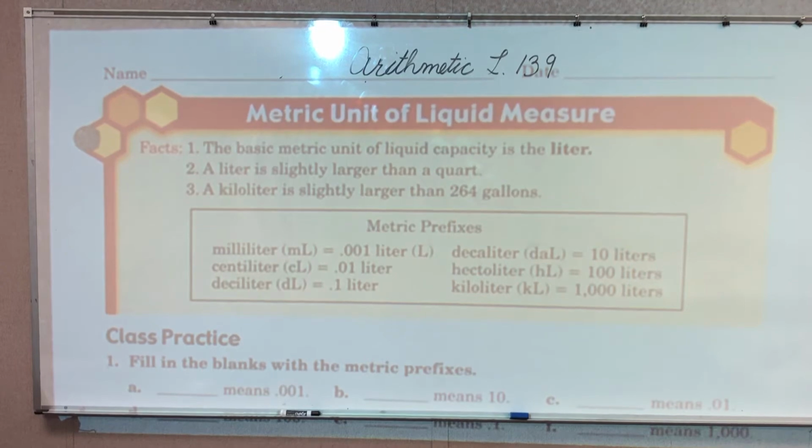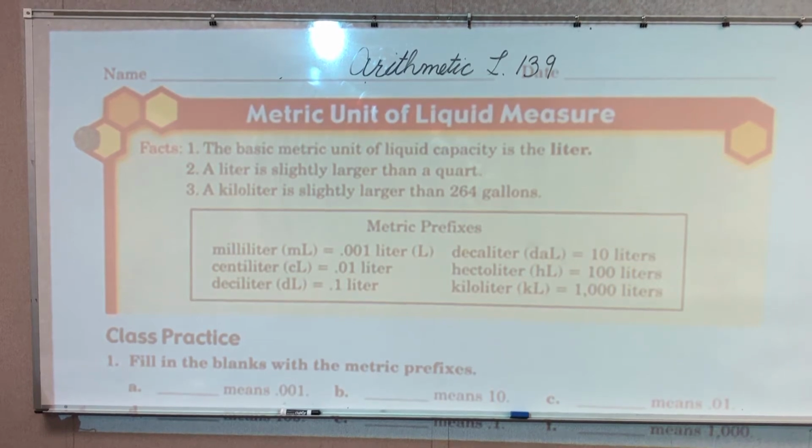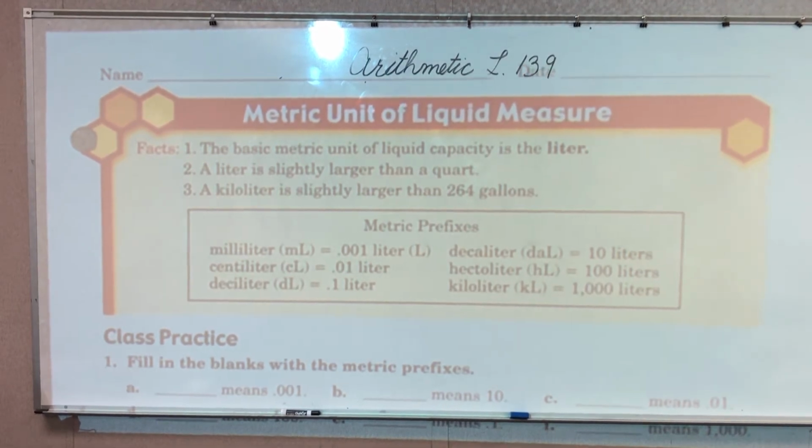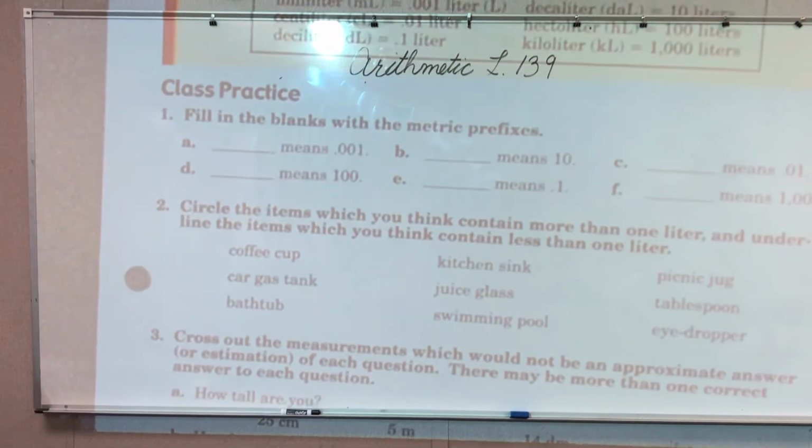Okay, boys and girls, we are on page 251, lesson 139, and this is again the metric unit of liquid measure, also known as capacity. The basic metric unit of liquid capacity is a liter. A liter is slightly larger than a quart, and the kiloliter is slightly larger than 264 gallons. Okay? If you ever need to go back to it, this is the page to do it if you don't remember. Look at your yellow box.